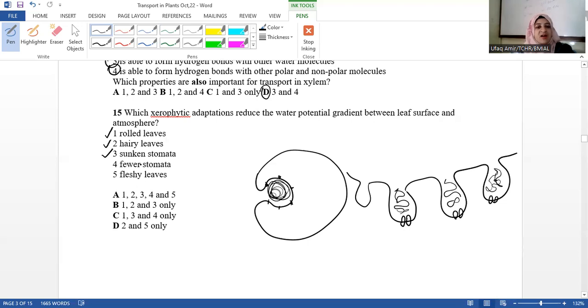Fewer stomata is one of the adaptations of xerophytic plants, but that does not play a role in reducing the water potential gradient. Fewer stomata means less transpiration, but they are not able to reduce this water potential gradient. So that's not involved. Fleshy leaves also store water, but do not play a role in reduction of the water potential gradient. So these three play an important role: 1, 2, 3.